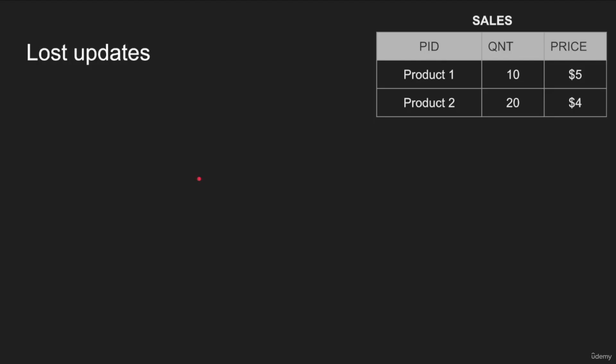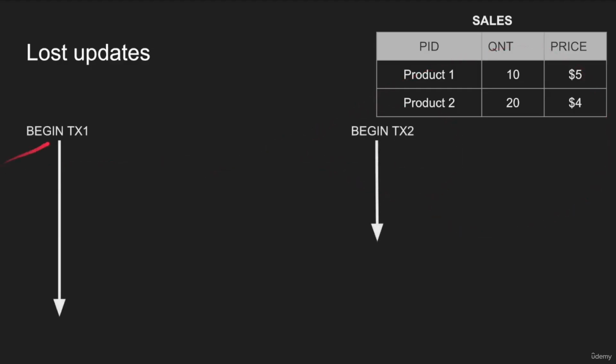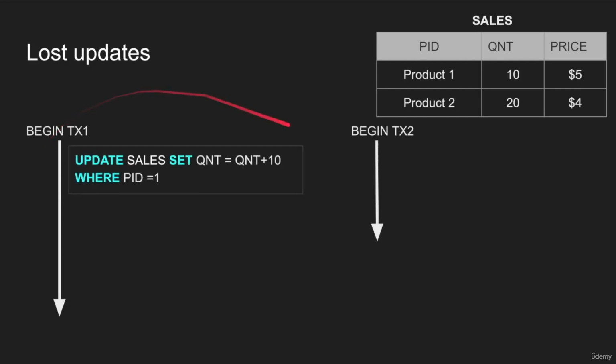So the last read phenomenon is lost update. Same thing here. We're going to begin two transactions in parallel, concurrently. We're going to update one of these guys, increase the quantity, let's say we added a sale of 10 units to product 1. Now, from 10, it turns to 20.